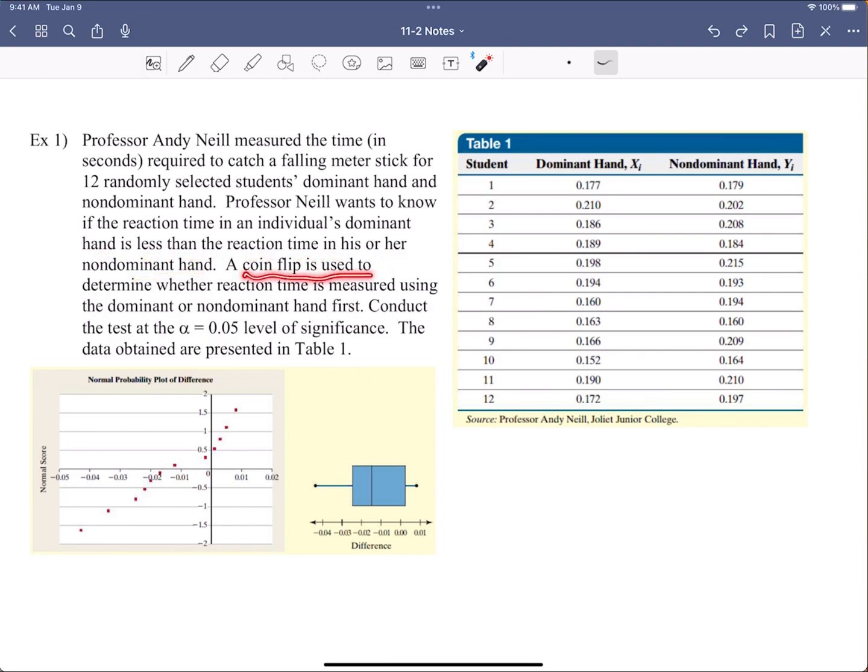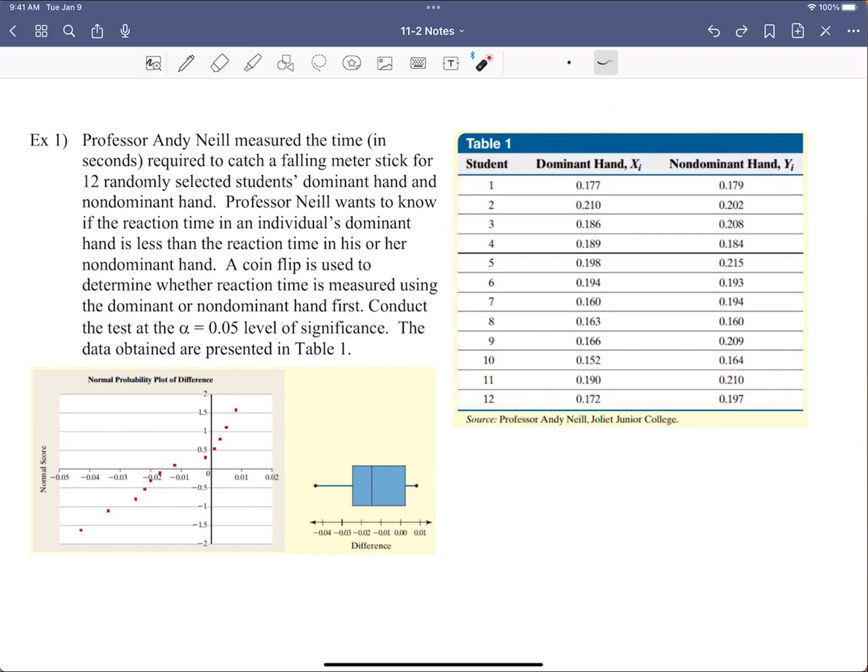A coin flip is used to determine whether reaction time is measured using the dominant or non-dominant hand first. Conduct the test at the 0.05 level of significance, and the data is right here. So that's what it is.